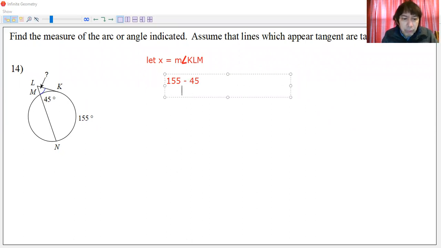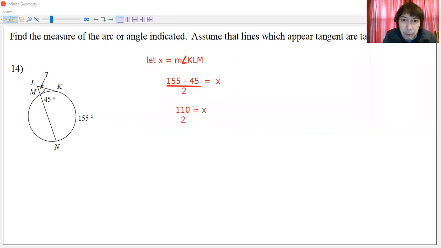Divided by 2 must be equal to the unknown angle x. Here's our working equation. The next line will be 155 minus 45. How much is that? That'll be 110. And then this will be divided by 2, and that equates to x.